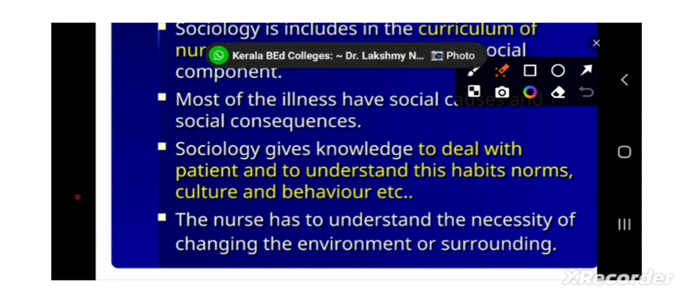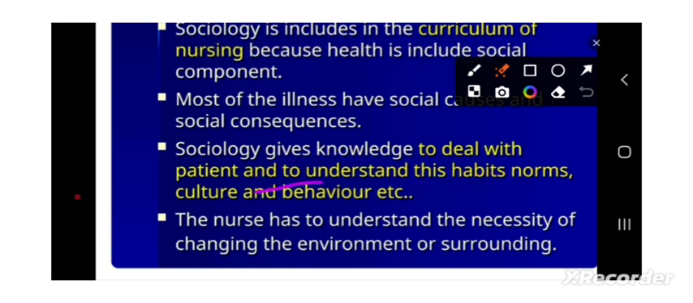Sociology gives knowledge to deal with patients and to understand their habits, norms, culture and behavior. The nurse has to understand the necessity of changing the environment or surroundings. Effective health interventions often require altering the patient's immediate social environment.